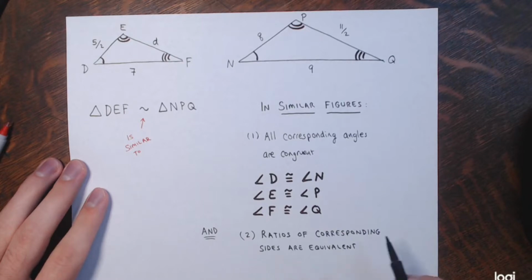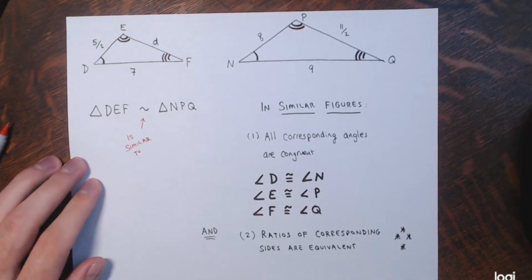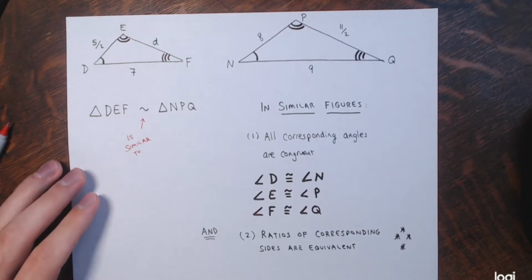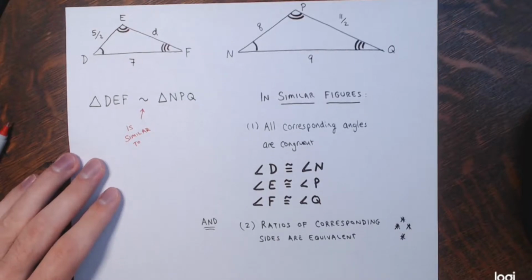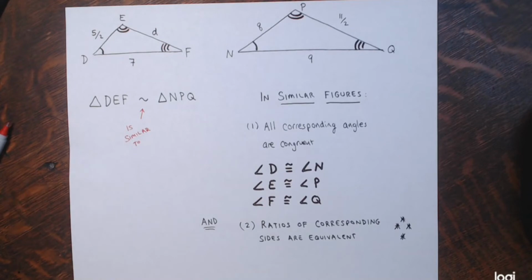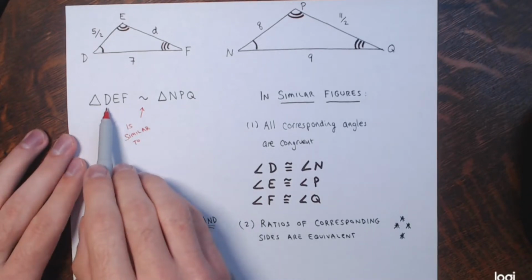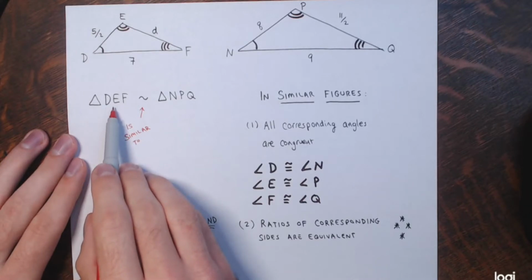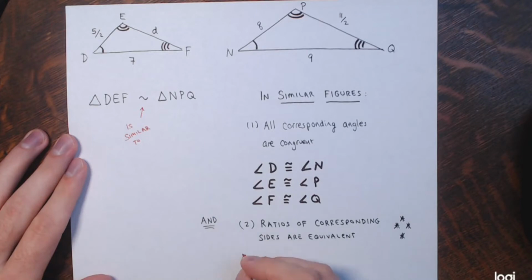All right, and this is the big one. This is the important one here, the fact about similar figures that we're going to use in these questions. So again, pay attention to how they're named, because that matters. So the side from D to E, the side between the first two vertices, the first two letters here, the ratio of that side to its corresponding side.